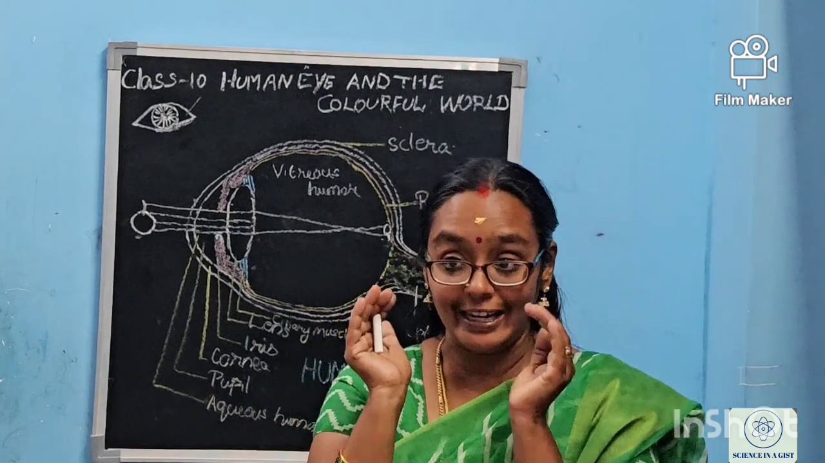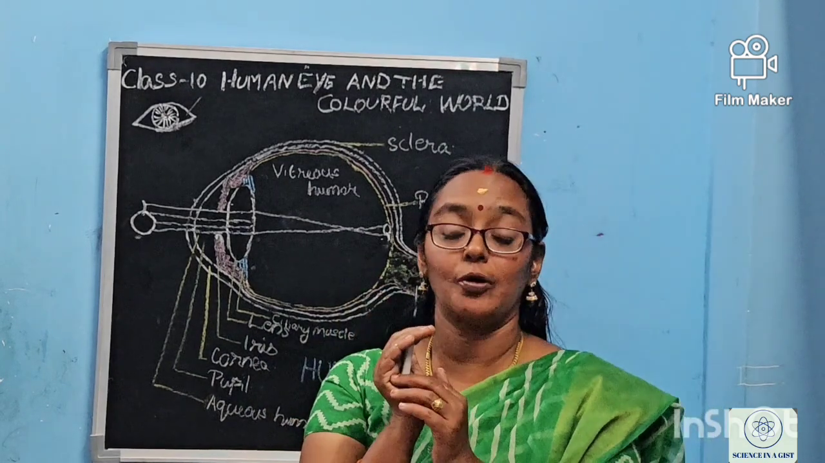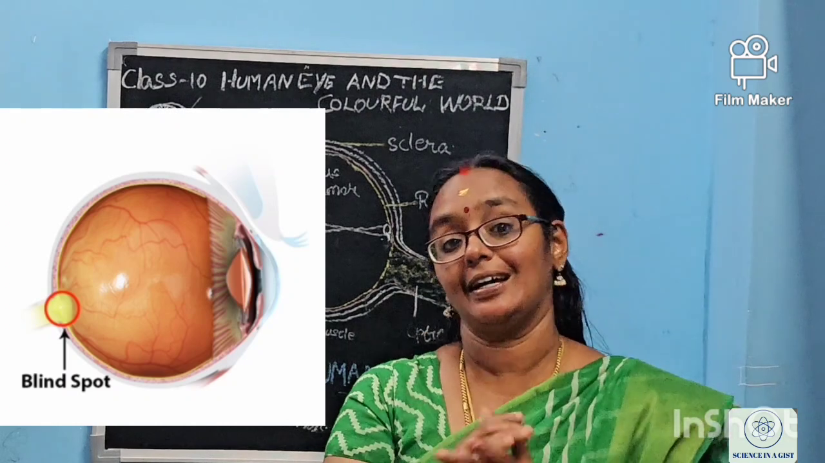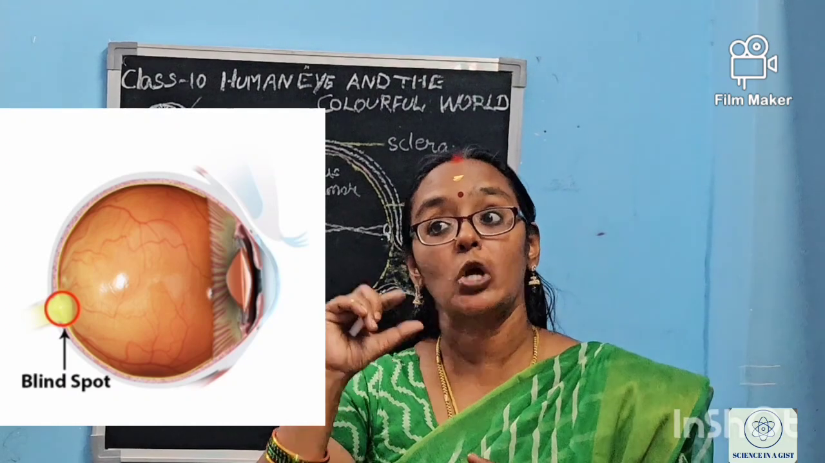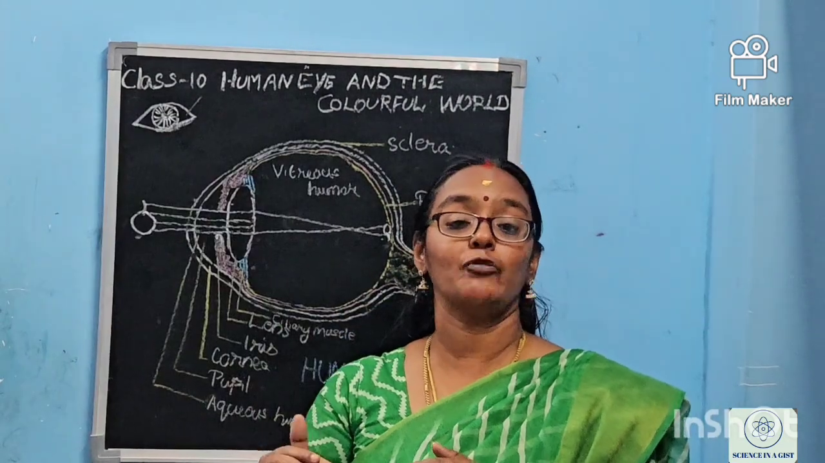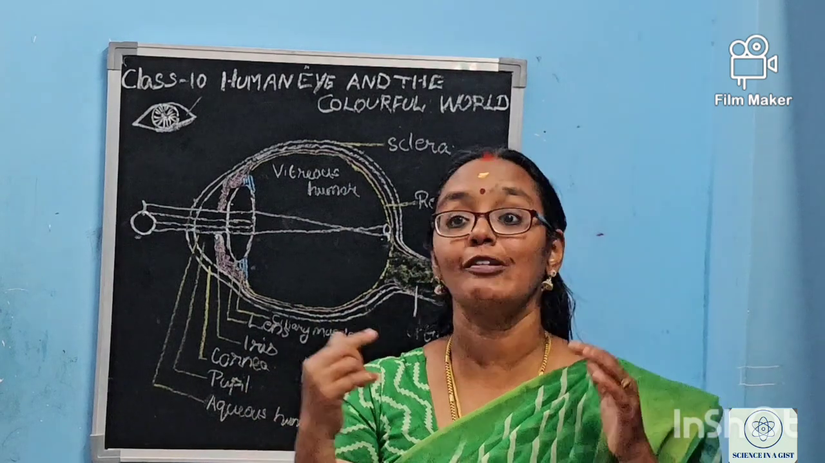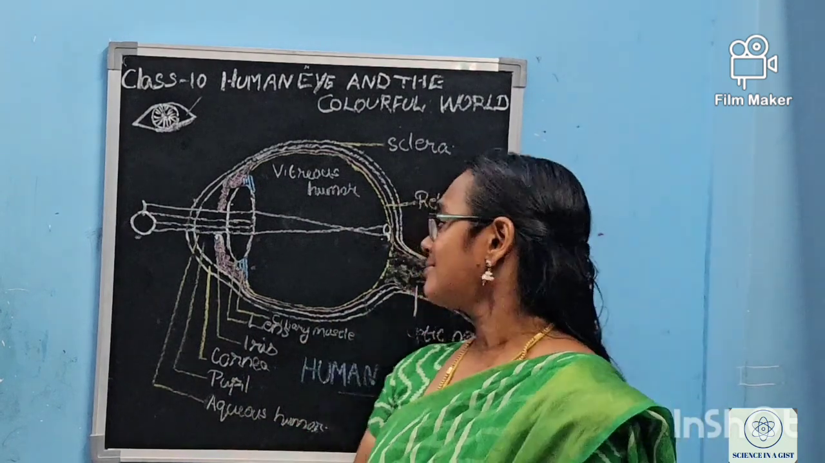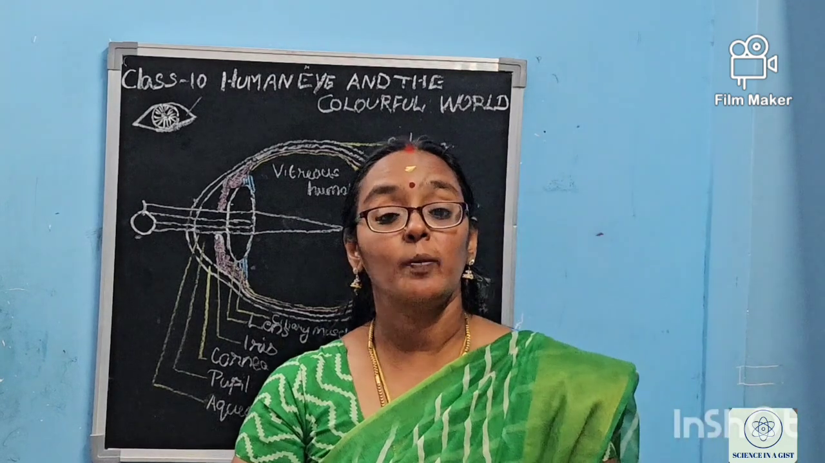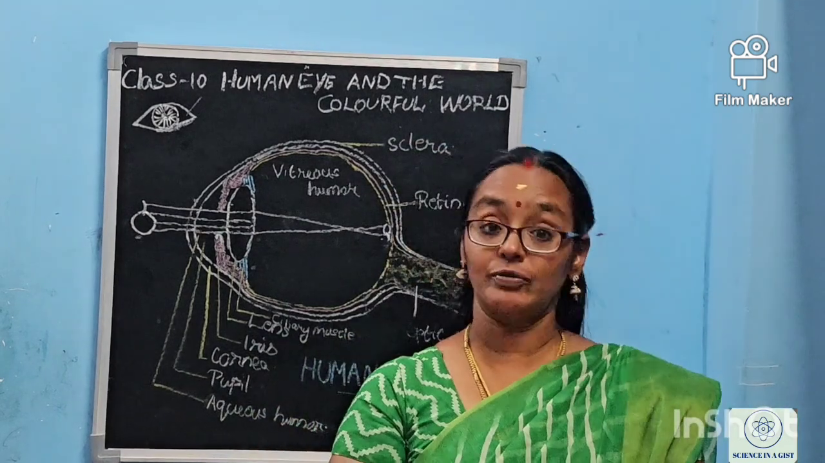So if any light is falling on this blind spot, we will not be able to see that because it is not processed to the brain. Instead, it is processed to the eye only. So we will not be able to see. Okay ma? Now we should know what is the power of accommodation of the eye.